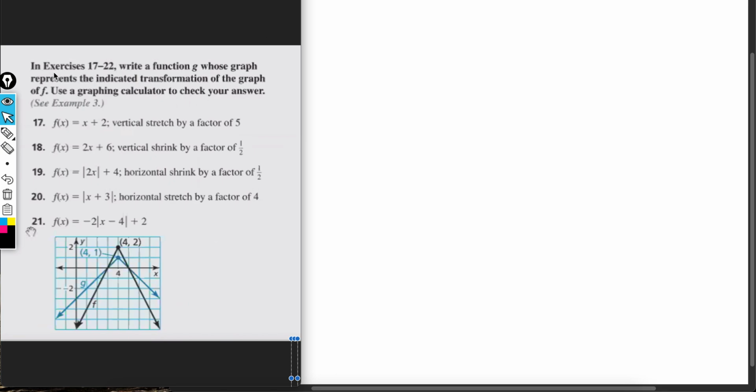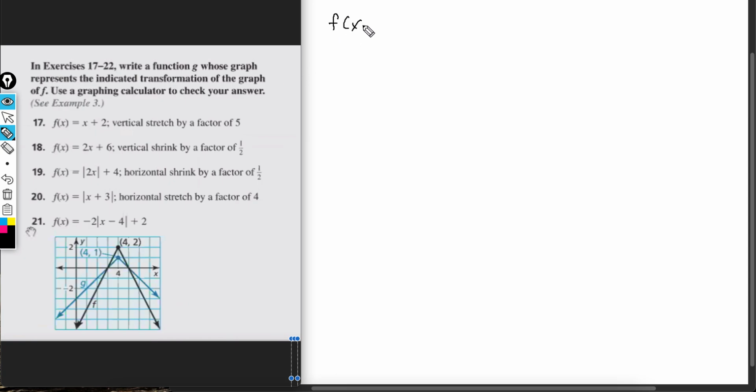Okay, so really quick. In exercises 17 to 22, write a function g whose graph represents the indicated transformation of the graph of f. Use a graphing calculator. Okay, cool, whatever. So let's do this quick. Let's do number 17 really quick.